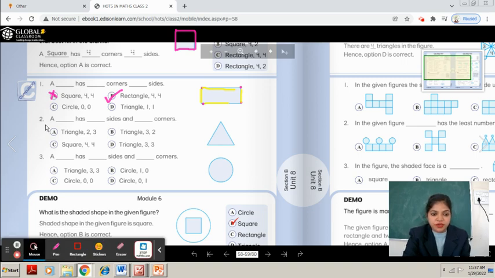Now in the second question we have a triangle. You can see the triangle. You will count the sides and corners. You have four options A, B, C and D. You know very well it is a three-sided figure. It has three sides. So this is a triangle. Then you will count the sides and count the corners. So this is your homework.